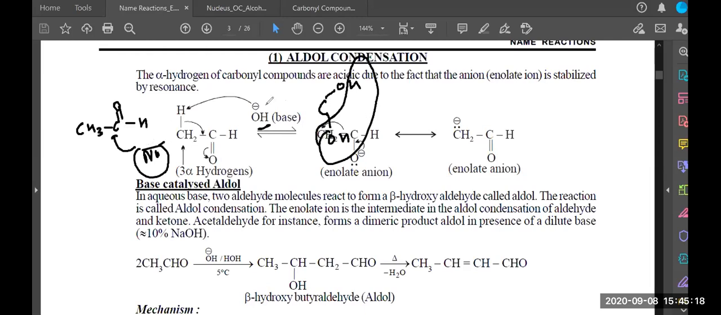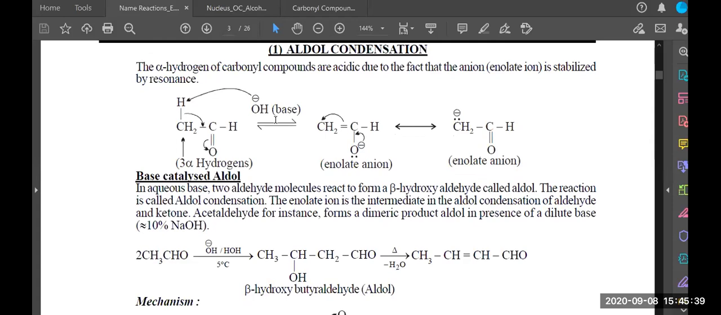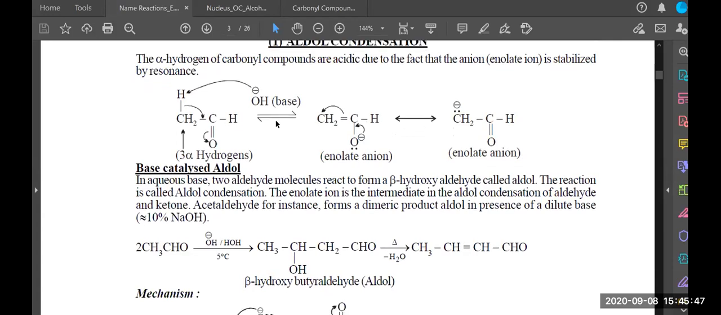Now, if it will not react like this, then what happens? This OH minus will act as a base. So the first step is it will remove the alpha hydrogen, which is an acidic hydrogen. When we have two aldehydes or ketones, this OH will first remove the acidic hydrogen, which is the alpha hydrogen. Then that molecule will become your nucleophile, instead of OH minus.